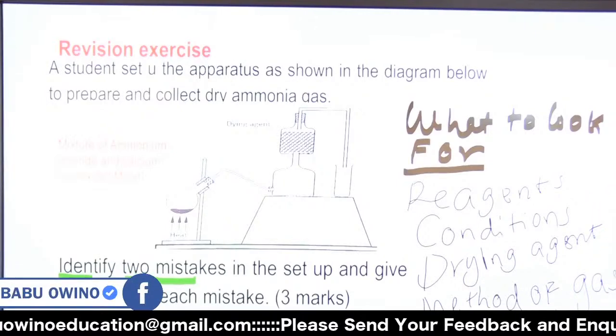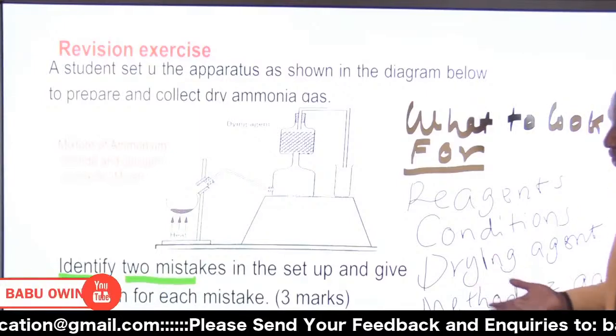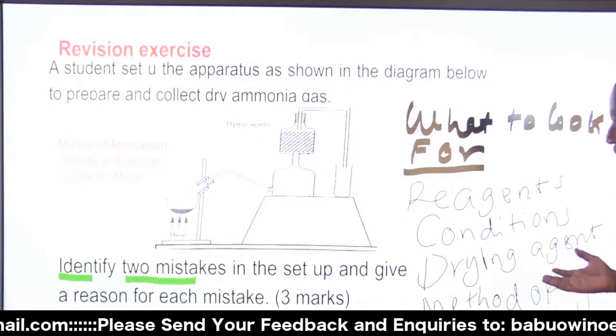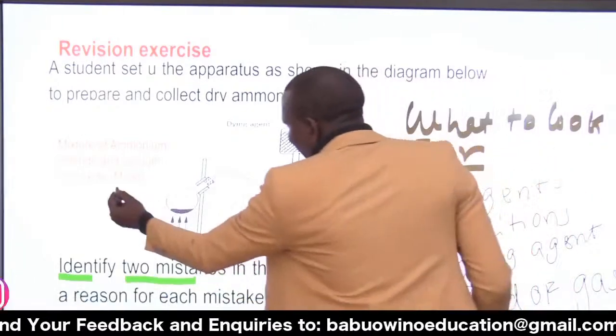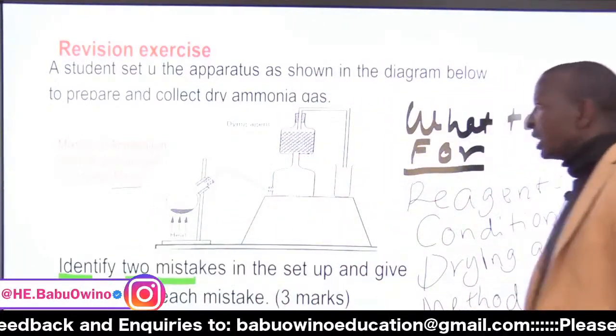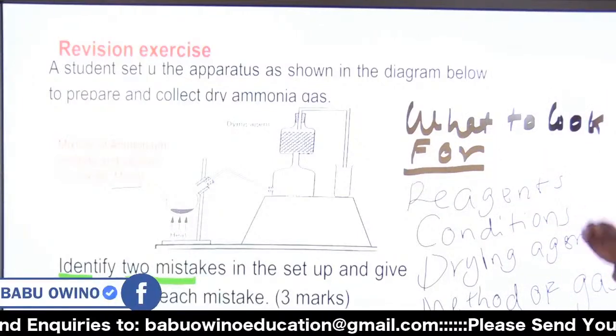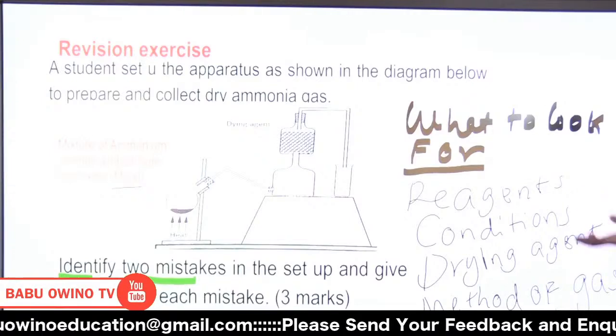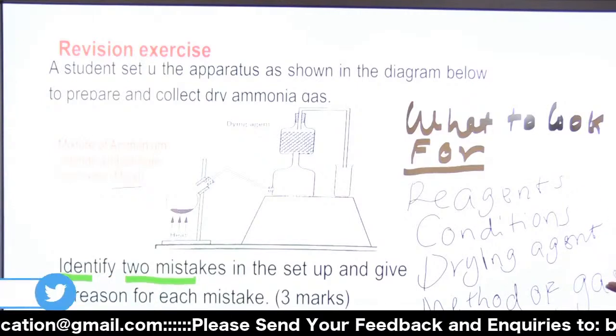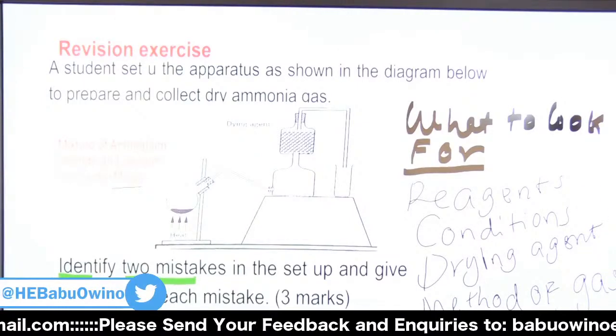Very important. The reagents we are using are ammonium chloride and calcium hydroxide, correct. The reagents are dry. Is that correct? No, we said the reagents are moist, but they should be dry. So that's a mistake. The other one is the drying agent. They have not identified it, so we cannot pick it as a mistake.